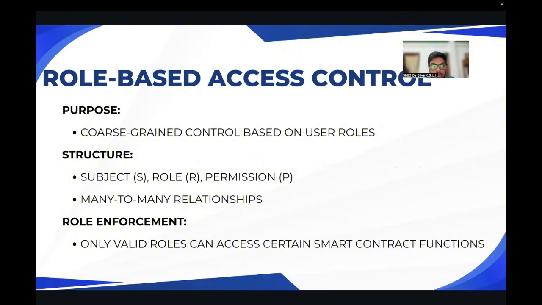So let's now move on to the first layer, RBAC. This level works by assigning user-specific roles like admin, moderator, custodian, or user. Each of these roles comes with a set of permissions, and only users with the appropriate role can perform certain actions. Behind the scenes, this model uses many-to-many mapping between users, roles, and permissions. What this means, for example, is that one user can have multiple roles and each role can control access to multiple functions.